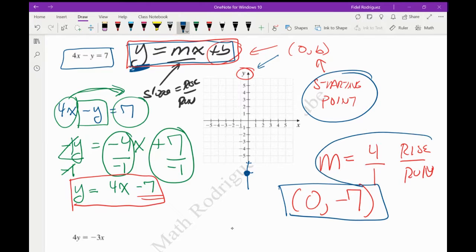And then our slope is 4 over 1. So what am I going to do here? I'm going to rise up 4 spaces. So I'm going to go 1, 2, 3, 4, and then go over 1. And if you want to do it again, you can. 1, 2, 3, 4, and go over 1.